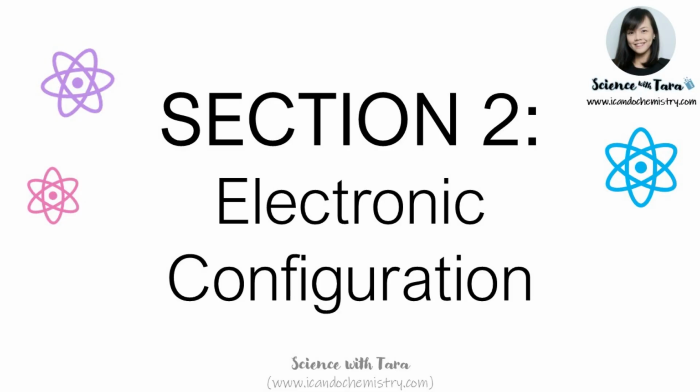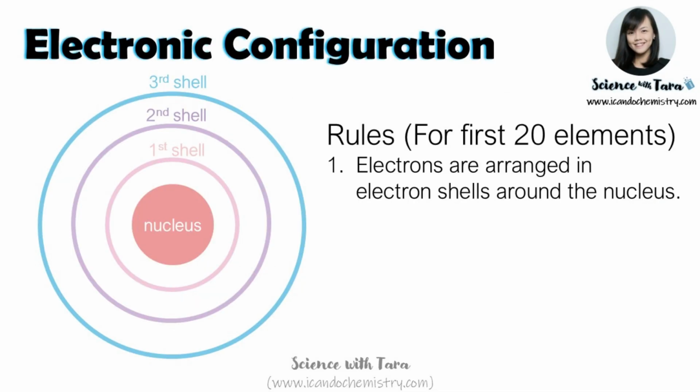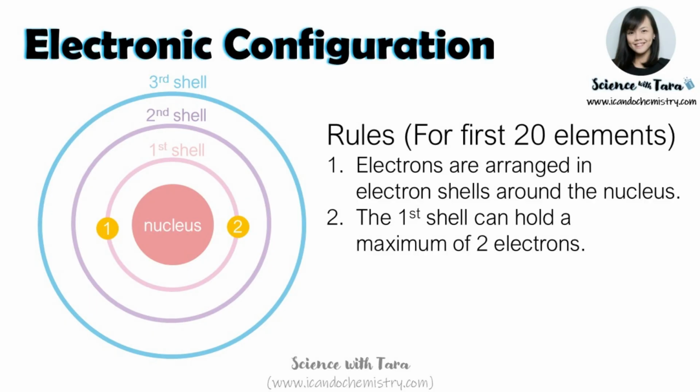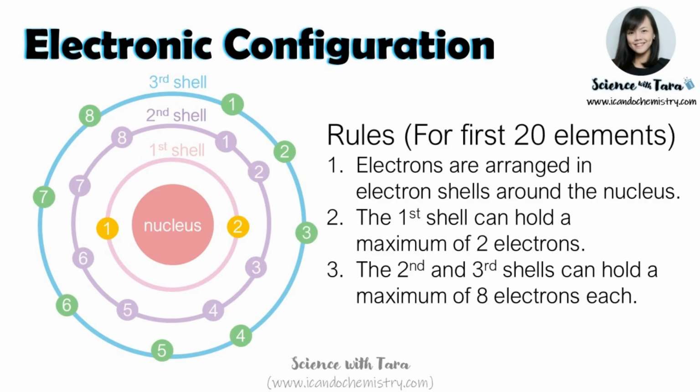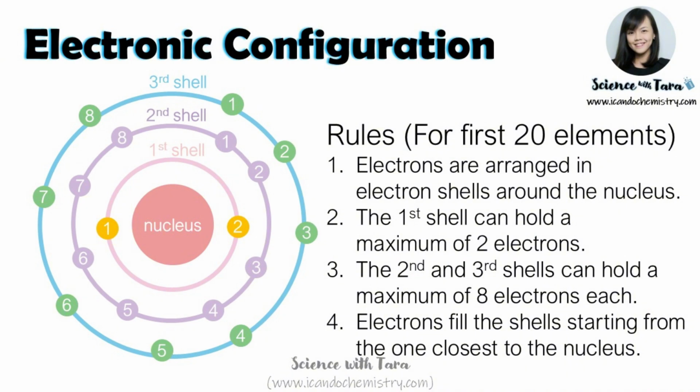Now let's take a look at how electrons are arranged in an atom, which, let's recall, is called electronic configuration. Here are the rules to follow. In this video, we'll be focusing on the first 20 elements in the periodic table. Electrons are arranged in electron shells around the nucleus. The first shell can hold a maximum of 2 electrons. The second and third shell can hold a maximum of 8 electrons each. Electrons always fill the shells, starting from the one closest to the nucleus, which is of the lowest energy level.